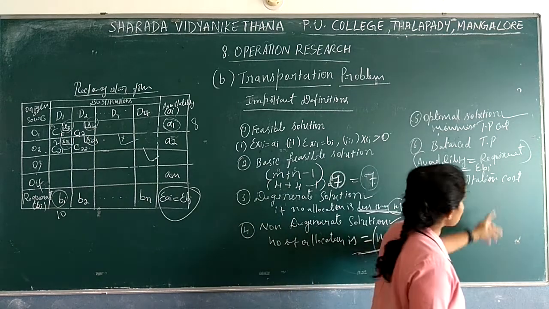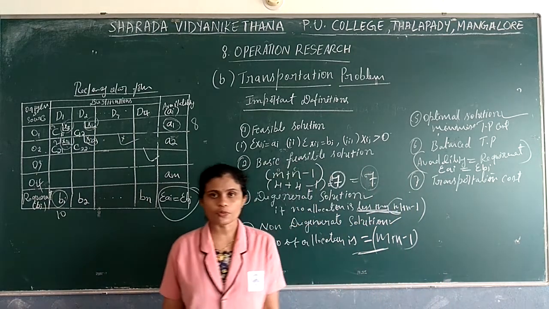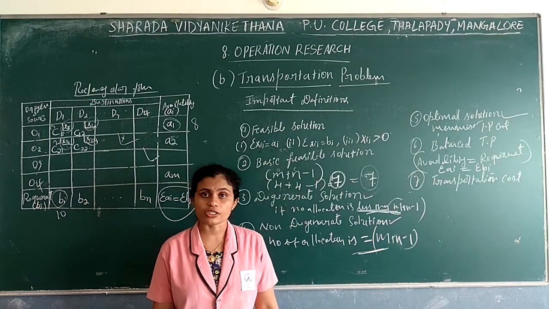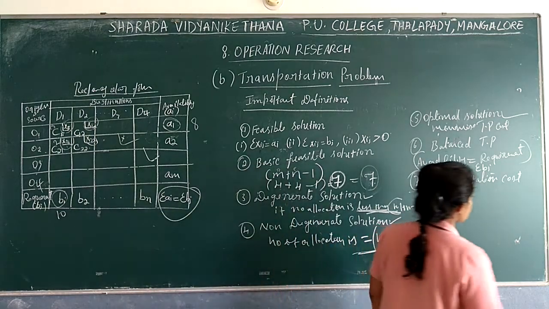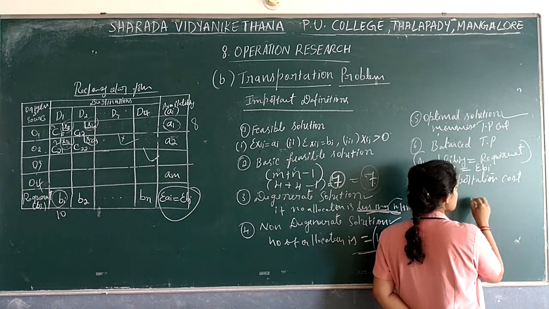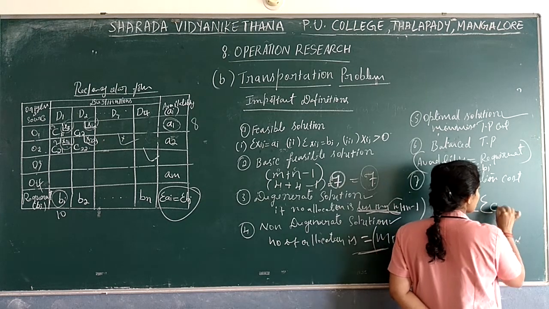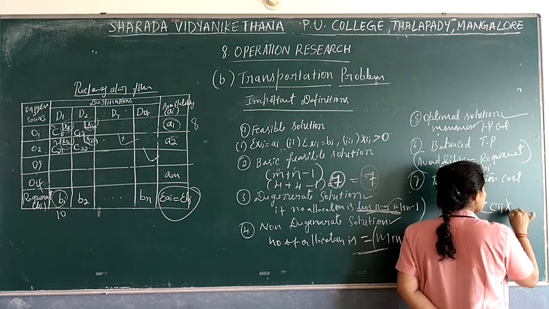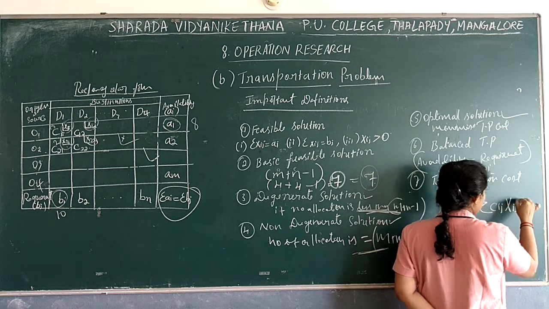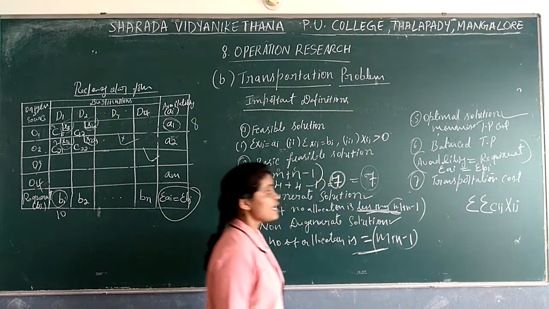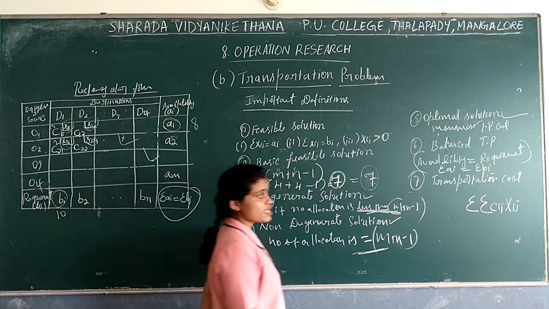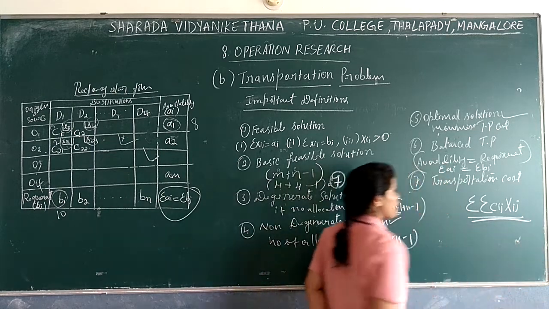Then last one, transportation cost. You have to find out the total transportation cost. How can we find the total transportation cost? It is sigma Cij into Xij. Sigma Cij into sigma Xij. Sigma two we have taken here.